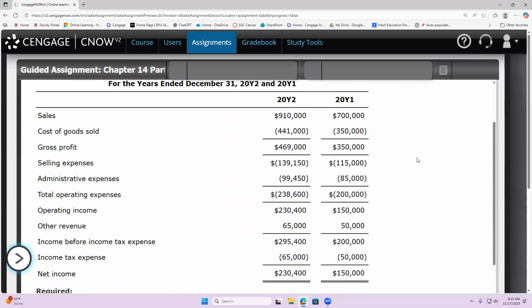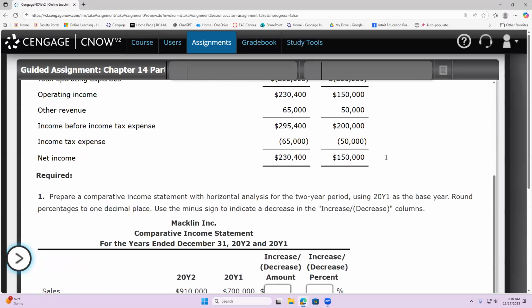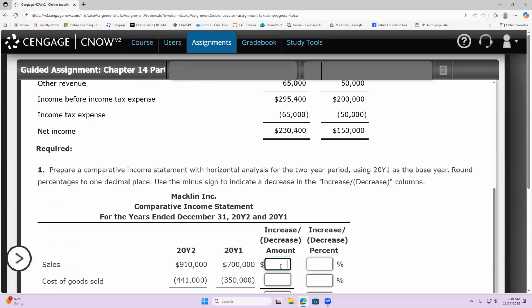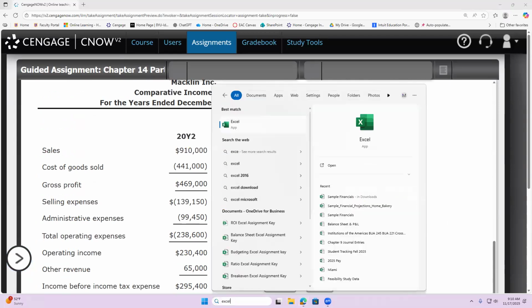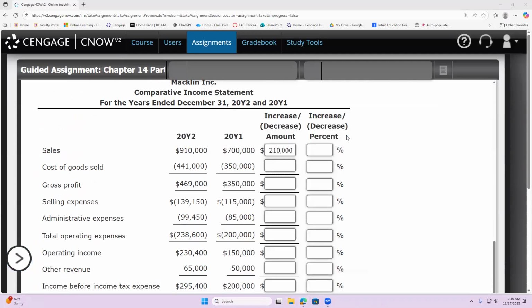So we could just do this with our calculators, right? We could take 910,000 minus 700,000, and that would give us a $210,000 increase. But I'm lazy, so I'm gonna use Excel. I don't know. It might be easier to do it with a calculator because with Excel, I've got to punch it in for everything, right? But with a calculator, you also have to punch it in for everything.